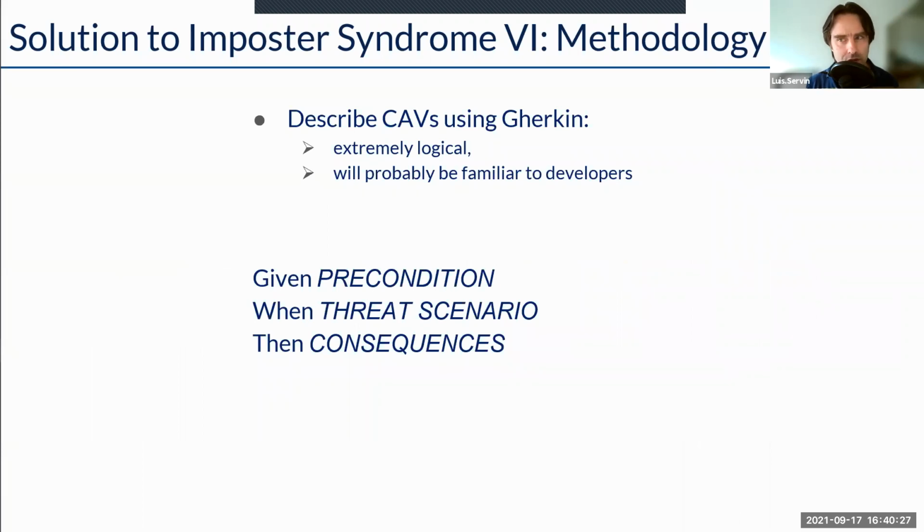And one thing that I found extremely important, because everyone was describing things in a different way, is to try to use Gherkin. So Gherkin is something that comes from behavior-driven development, if I'm not mistaken. And it is extremely logical, and it will probably be familiar to your developers. So Gherkin statements are built like this. Given preconditions, given this vulnerability exists and no control is in place, and the threat actor is doing, and the threat actor exists when threat scenario.